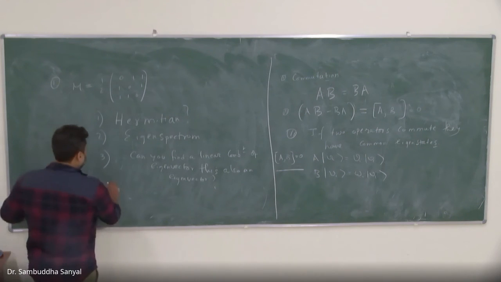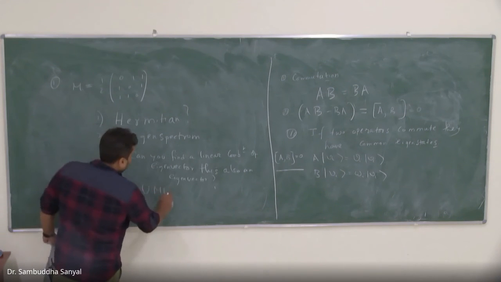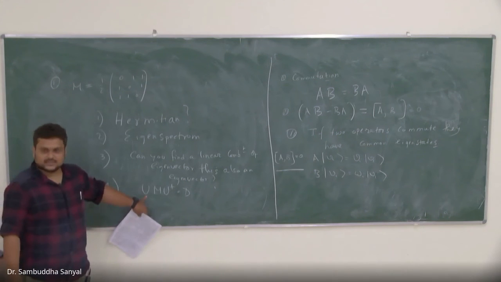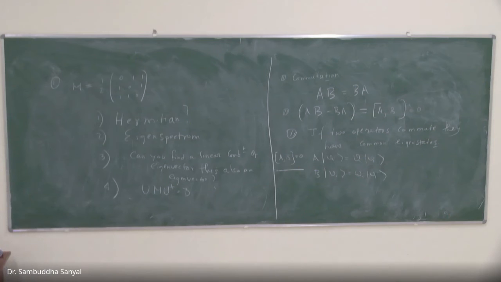And fourth, find a transformation U dagger that makes it diagonal. Okay. So you know how to construct this U, right? If I give you all the eigenvalues or eigenvectors of a matrix, you know how to construct this U matrix, which will do this job.